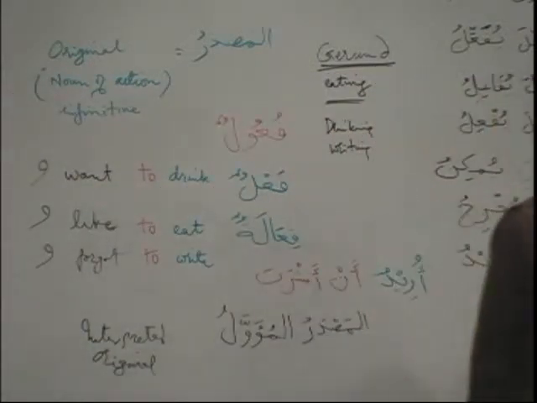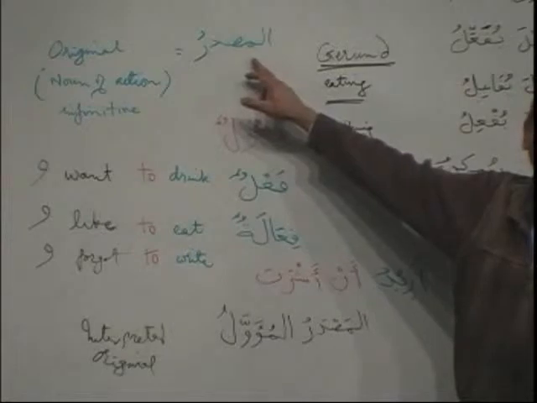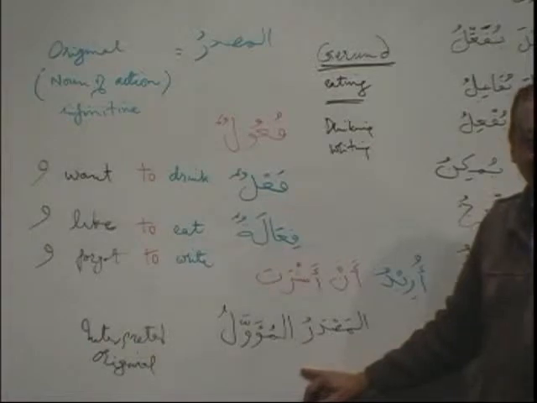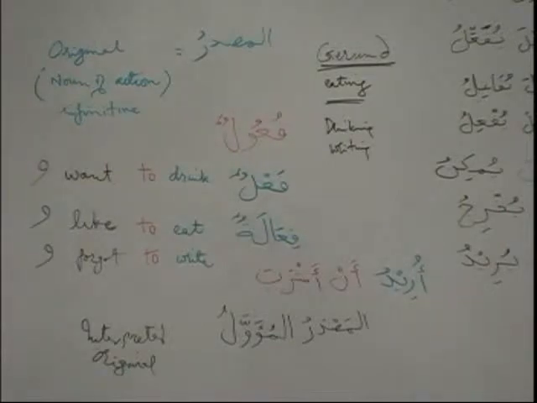What is it? Interpreted original. You know the meaning of interpretation? To explain, to expound. Fine. It is not original, but it is interpreted original. So, brother, what is the original? Master. Okay. And this is interpreted original.